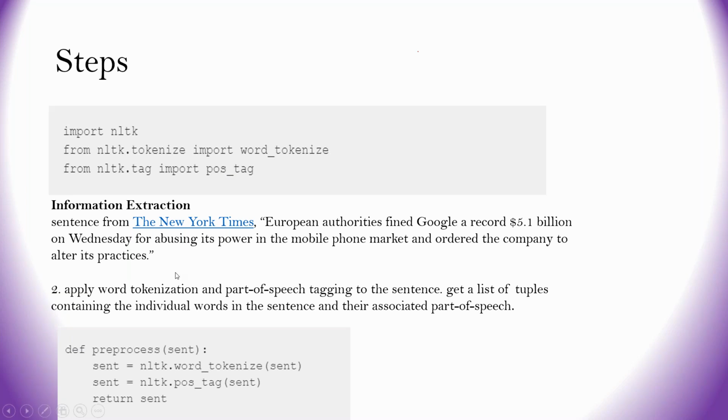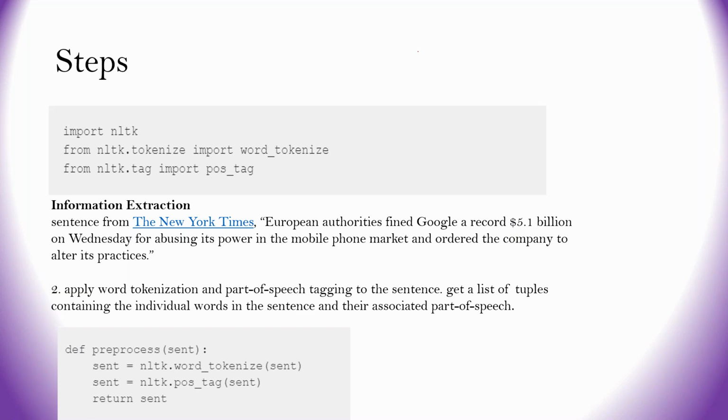If it is a name, it is going to be identified as a noun phrase. If it is a verb, it is going to be identified as a verb phrase. So noun phrase is represented in POS tagging as NP, and verb phrase is represented in the form of VP. So for information extraction, let's say an example sentence is given here: The New York Times, European authorities fined Google a record of $5.1 billion on Wednesday for abusing its power in the mobile phone market and ordered the company to alter its practices.